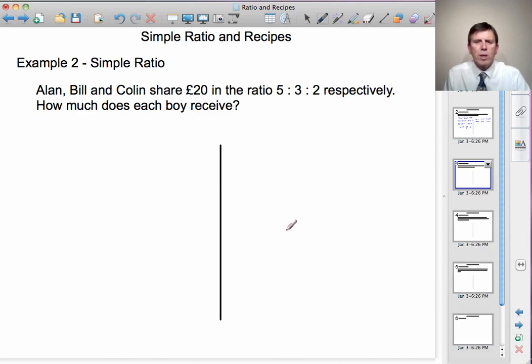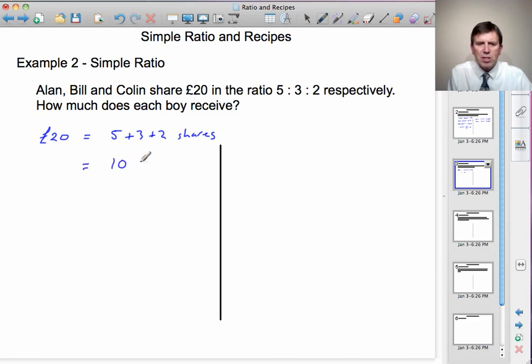Alan, Bill and Colin share £20 in the ratio 5:3 to 2 respectively. How much does each boy receive? Well, there's that word respectively again. It simply means that Alan gets 5 shares, Bill gets 3 and Colin gets 2. So the £20 represents all the shares. That's all the money they have. So the £20 is equal to 5 plus 3 plus 2 shares. We can call them shares or we can call them parts. So 5 plus 3 plus 2 is 10 shares.